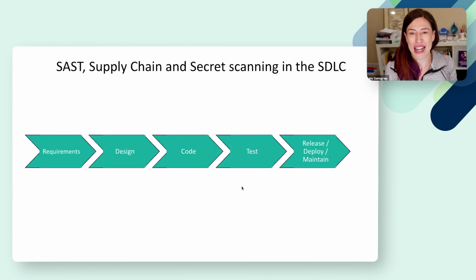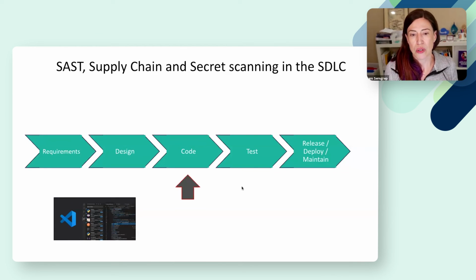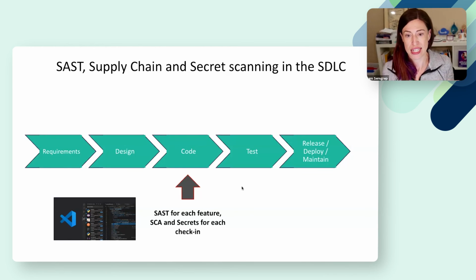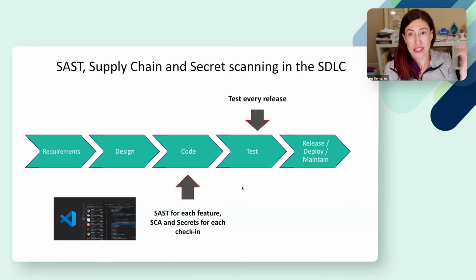So in the supply chain, you can do software composition analysis, supply chain security, secrets, and SAST at various stages in the system development lifecycle. You can scan all of these while you're coding, in your IDE. And you can scan every time you check in your code, if you don't want to do it in your IDE.